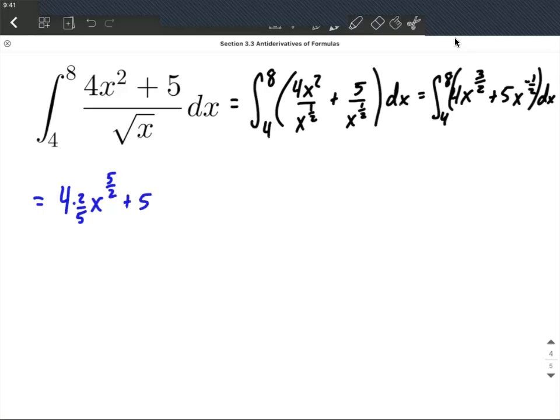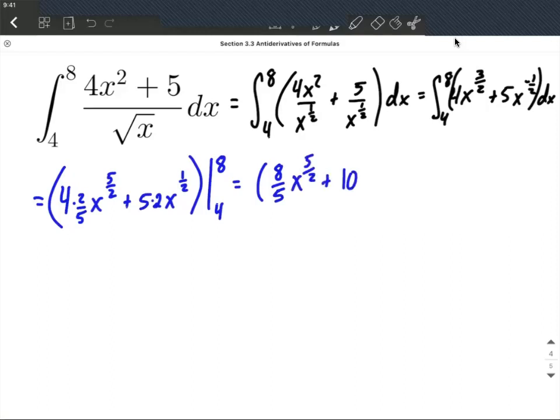We bring the 5 along. We increase the exponent by 1. So negative 1/2 plus 1 makes positive 1/2. And again, I'm going to multiply by the reciprocal, which is 2 over 1. Now all of this still needs to be evaluated between 4 and 8. And as I do this, I'm going to go ahead and clean this up and make this 8/5 x to the 5/2 plus 10 x to the 1/2, evaluated between 4 and 8.